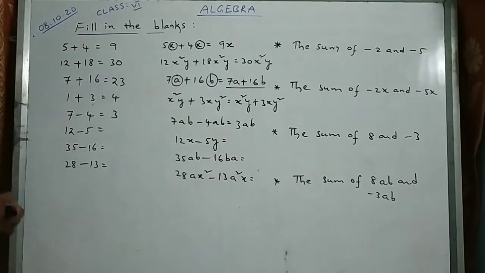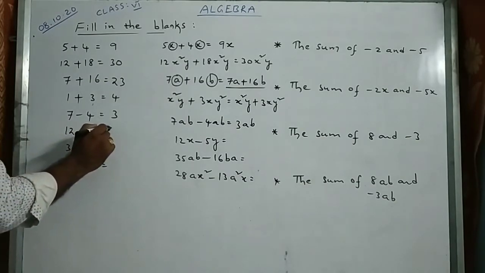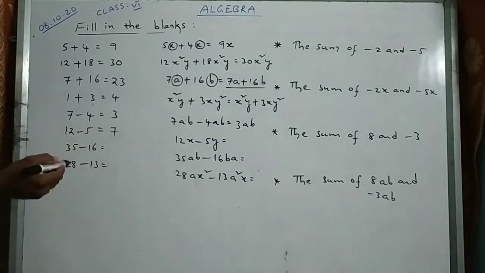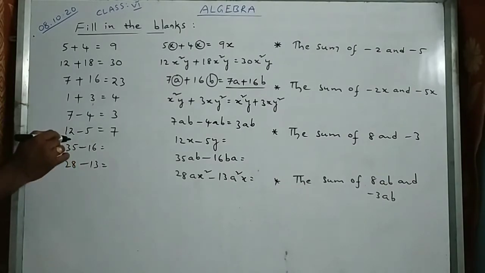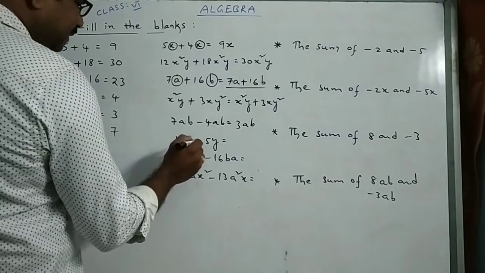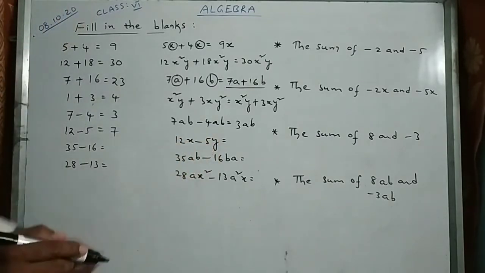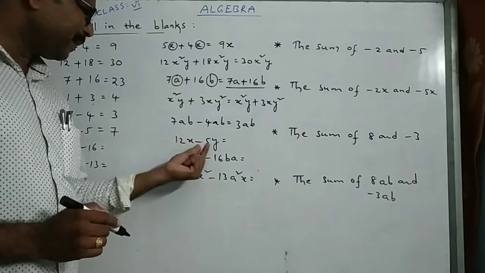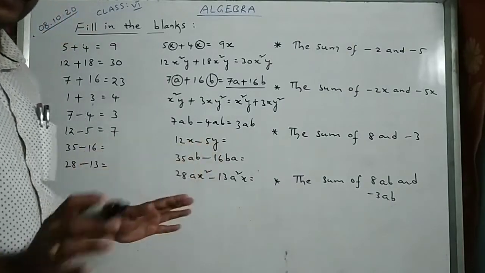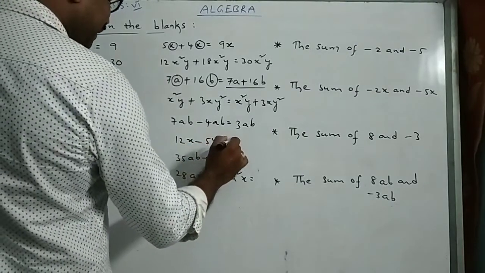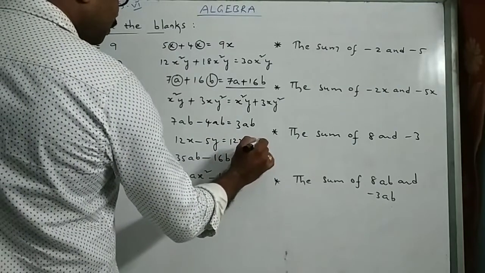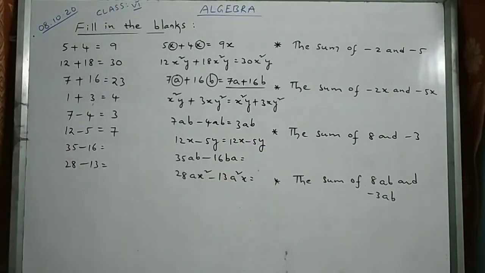We can subtract. 12 minus 5, 7. Plus 7 only, no, because whenever we subtract, we have to write the big value symbol. What is the big value here? 12. That symbol we should write. So here 12x minus 5y. Are they like terms? No. 12x, 5y. We cannot simplify since they are unlike terms. Only like terms we can simplify.